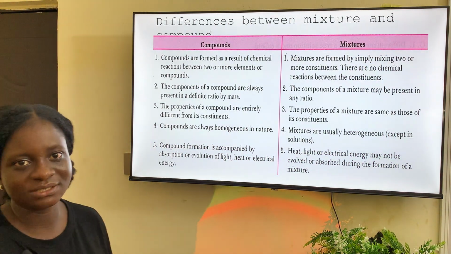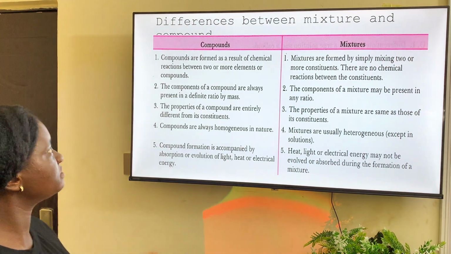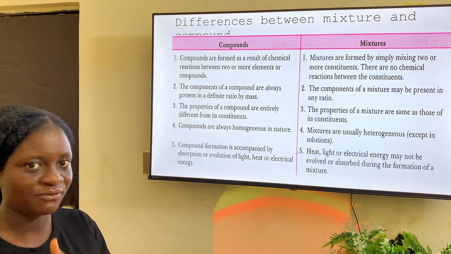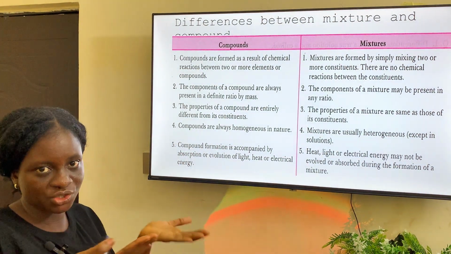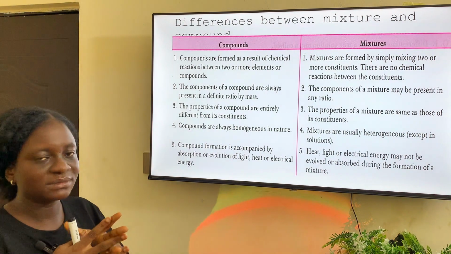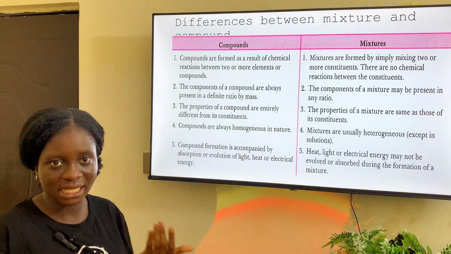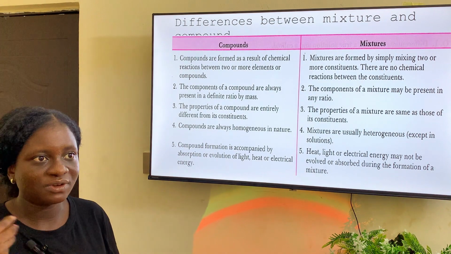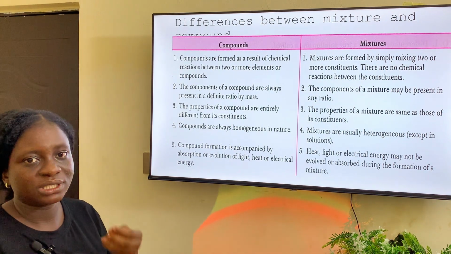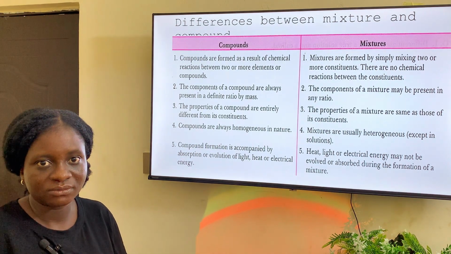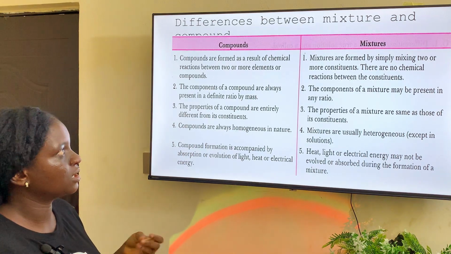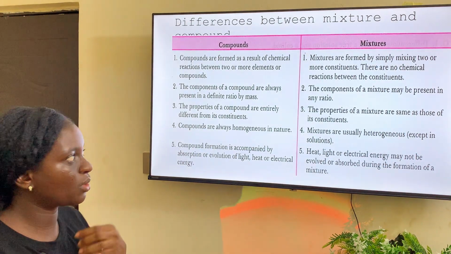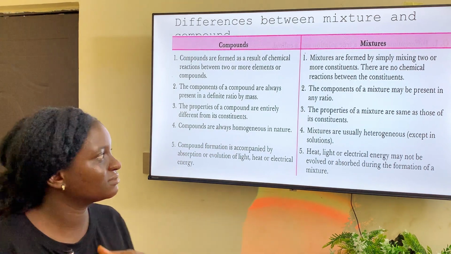So what are the differences? When you say state the differences between mixture and compound, we have elements, we have mixtures, we have compounds. So what are the differences between mixture and compound? Compounds are formed as a result of a chemical reaction between two or more elements. There's a chemical reaction that takes place, like alcohol. There's a chemical reaction in terms of fermentation, in the presence of oxygen, even some in the absence of oxygen. So there's some chemical reaction that takes place. So what are mixtures? Mixtures are formed by simply mixing two or more constituents. A chemical reaction does not really take place here.